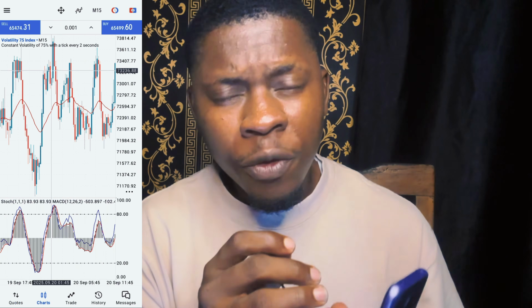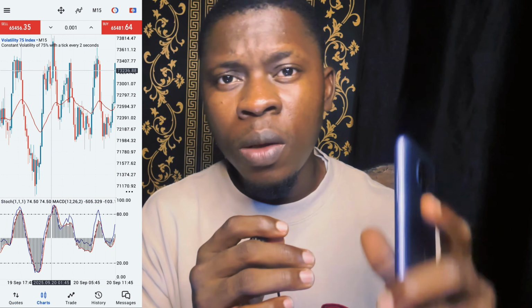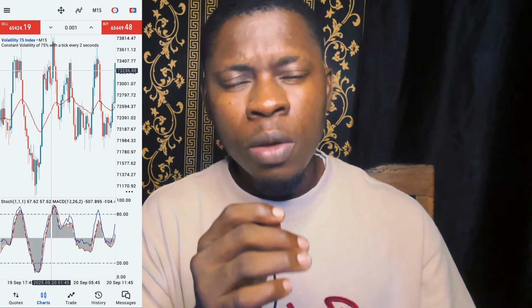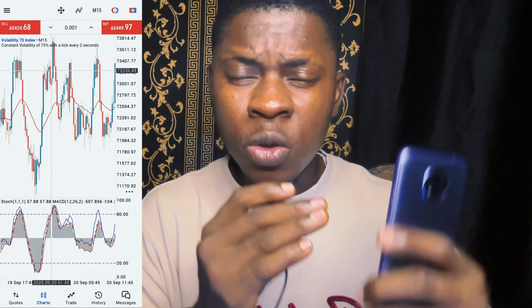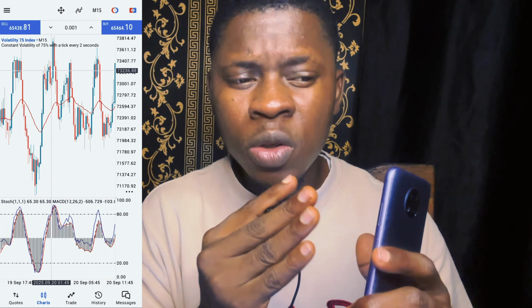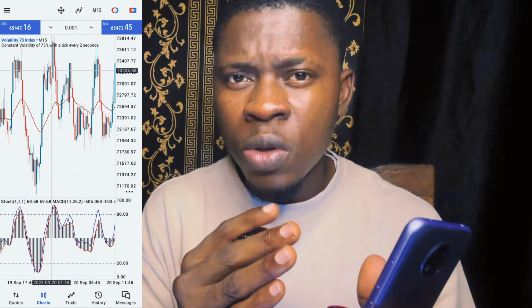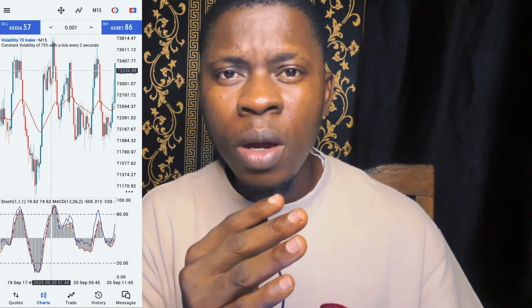Okay, and also before using this strategy, practice very well, understand how the strategy works. You can try it on your demo account before going to your real account. Study the strategy, practice it very well. Don't just carry a strategy and use it. All right, you want to make sure that you understand it very well before you use it.